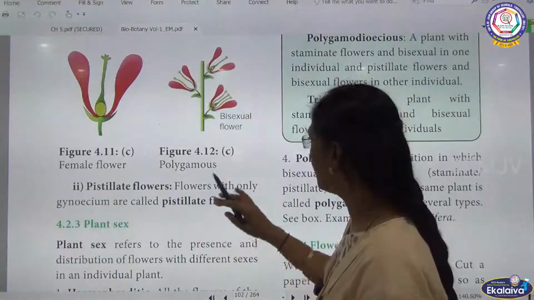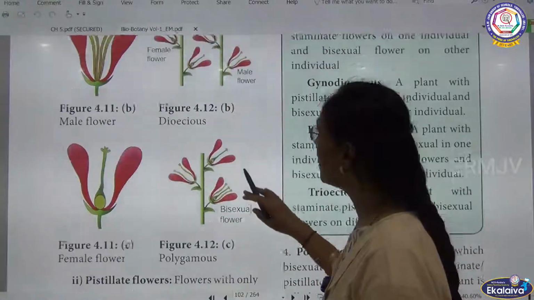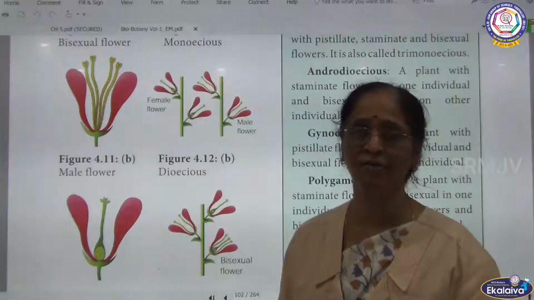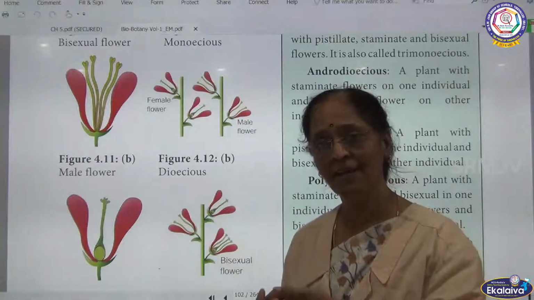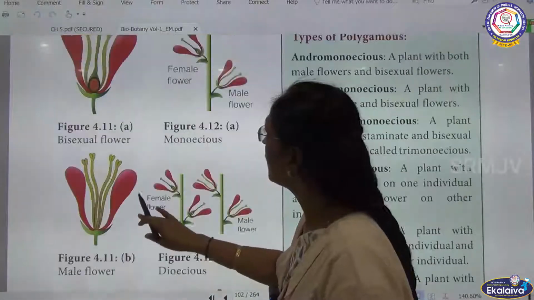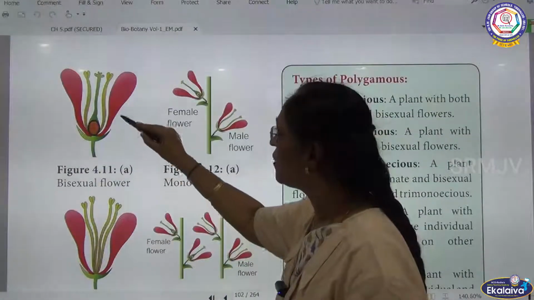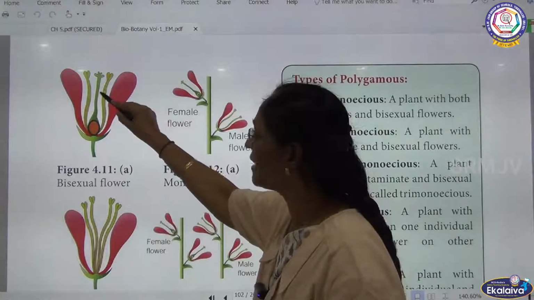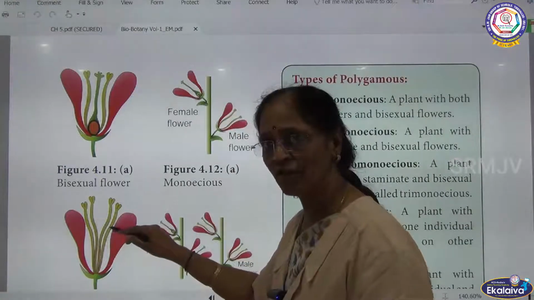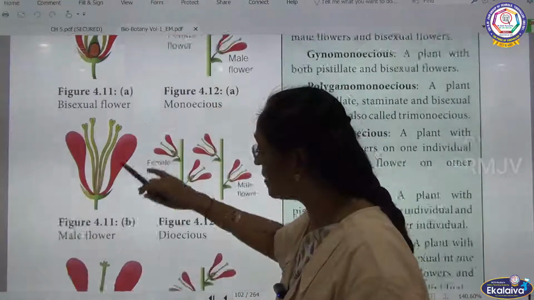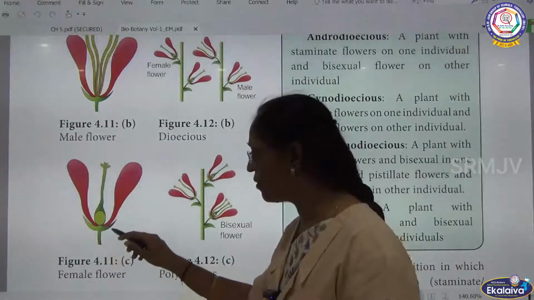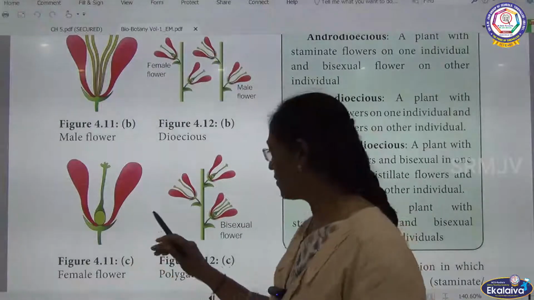You can see the picture, then it will become very clear. So, when you look around at flowers, you can study them in detail and identify whether the flower is unisexual, bisexual or polygamous. In this picture, this is a bisexual flower, that is, the male part is there and the female part is there. Here only one sex is there, this is an androecium, so you call this flower a staminate flower.